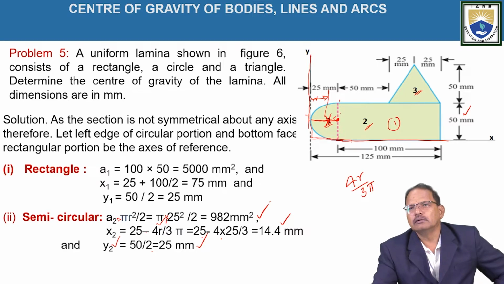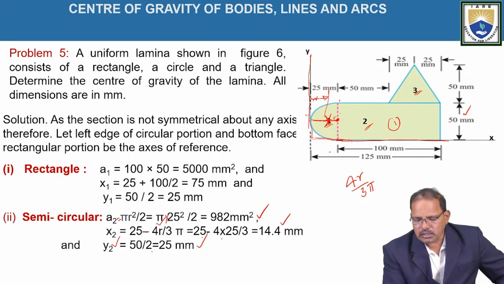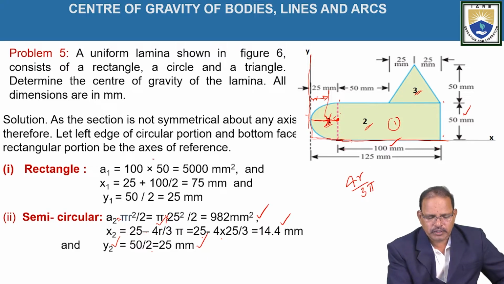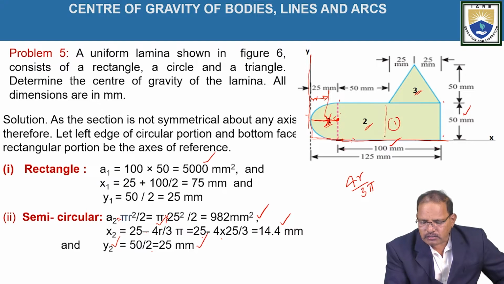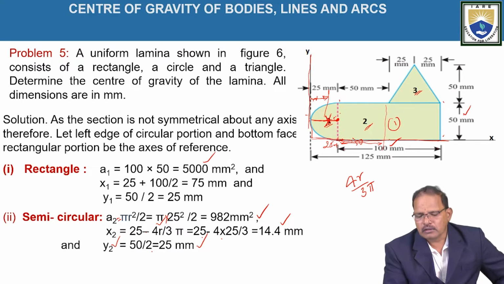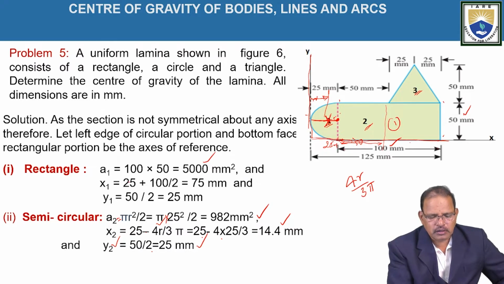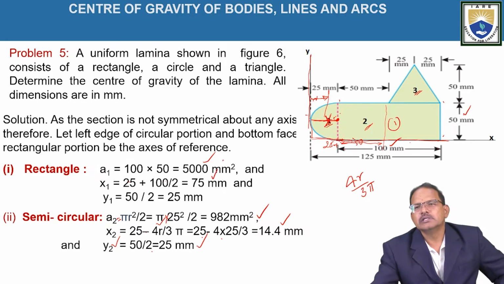Now for the rectangle, the length is equal to 100 mm and the width is equal to 50 mm. The area of the rectangle is equal to 100 into 50, which is equal to 5000 mm square. And x1 is in the middle of the length. We are measuring with respect to the y-axis, so it is 25 plus 100 by 2, which is equal to 75 mm.